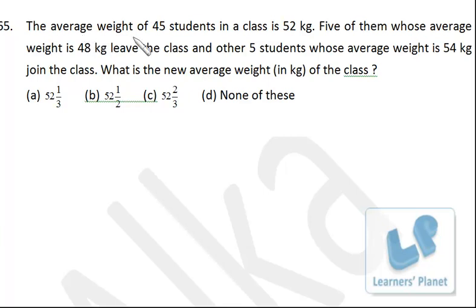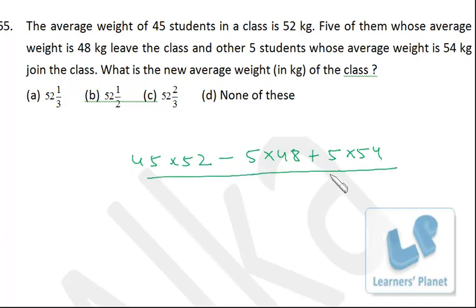Now this problem: the average weight of 45 students in a class is 52. 5 of them whose average is 48 leave the class and 5 students whose average is 54 join the class. So the total of these 45 students is 45 into 52. After the 5 students whose average weight is 48 leave, the total loses 5 into 48, plus 5 students whose average weight is 54 are joining. So this is the new total, and if we divide this total by 45, we will get the new average.